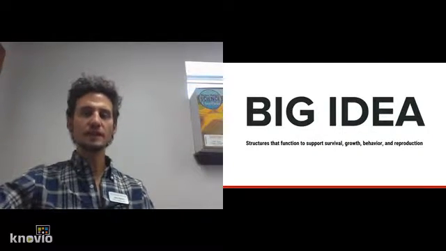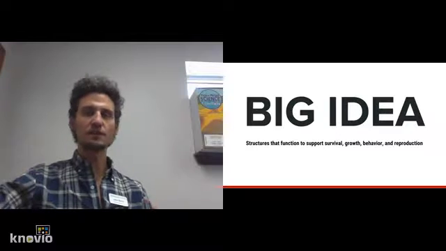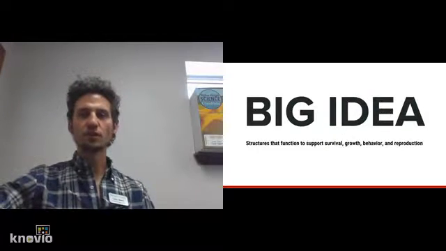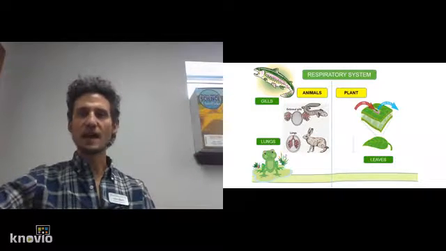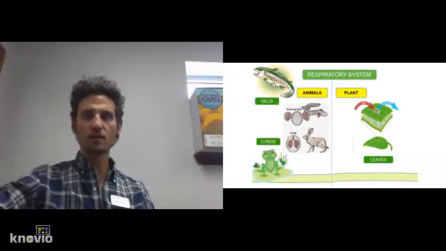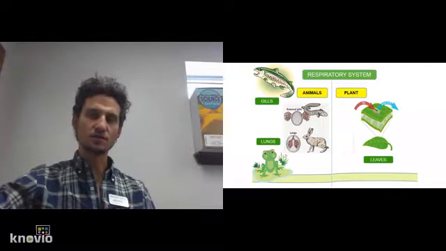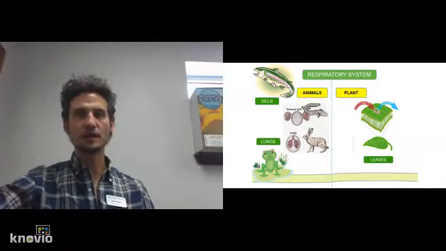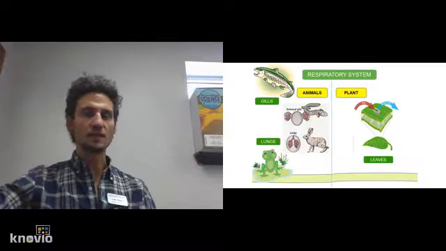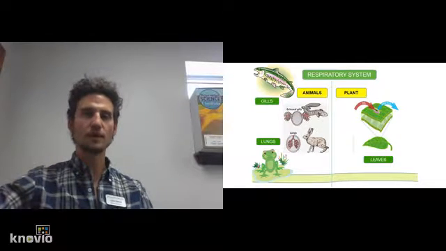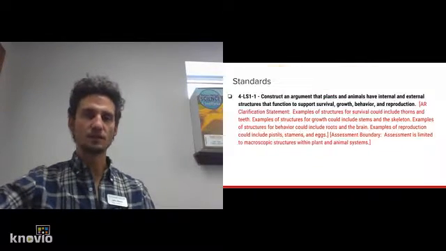So the first big idea is that all plants and animals have internal and external structures that support growth, survival, behavior, and reproduction. So examples of that could be lungs or gills to get air, or plant structures in the leaf that allow carbon dioxide to come in and oxygen and water to leave. So just different structures, internal and external, that animals have that help them to survive.